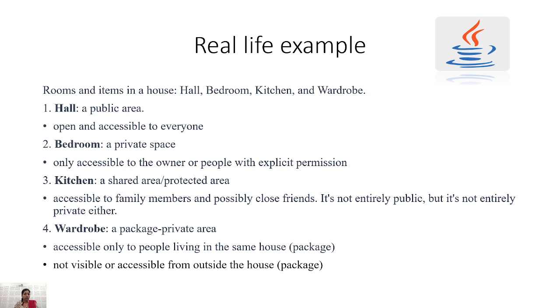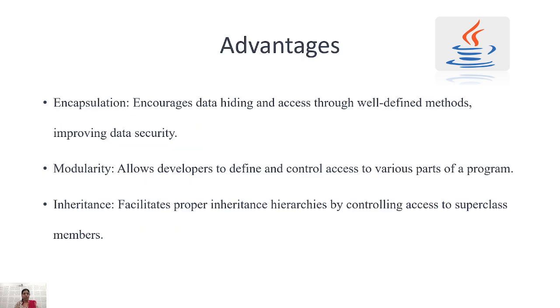So it is accessible only to the people living in the same house. That is for the same package. Not visible or accessible from outside the house or outside the package. So for the wardrobe, you cannot give access to the outsider, right? Yes. So I think you now have a clear idea of how the different access modifiers behave. Okay. So the advantages of these access modifiers are encapsulation, modularity, and inheritance.